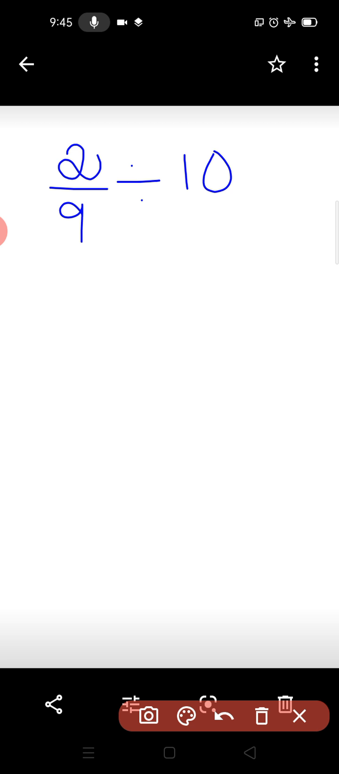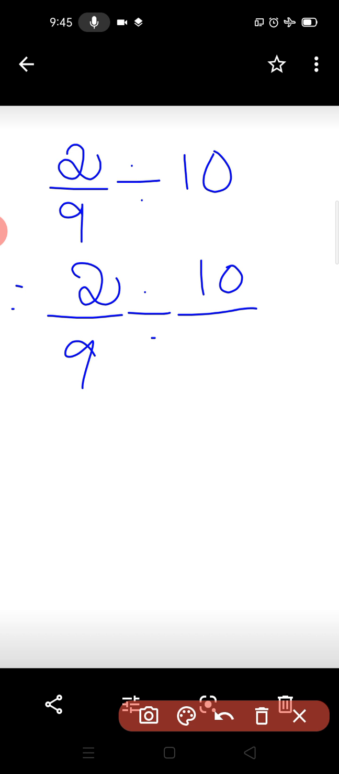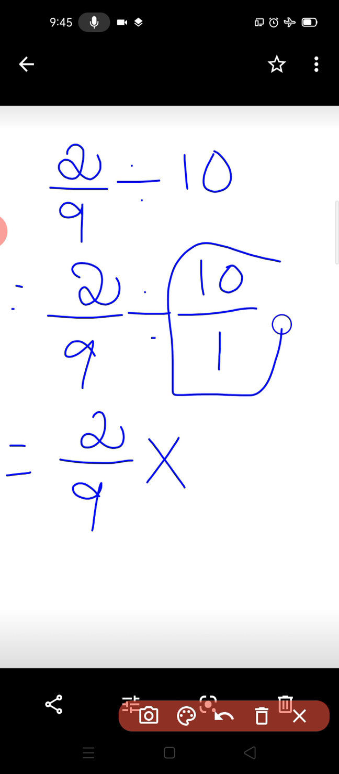Now what do we have to do? Write 2 by 9 as it is in the first step. Division symbol also as it is. Then 10 becomes 10 by 1. The whole number becomes a fraction by writing 1 in its denominator. In the next step, you have to take the first fraction as it is. The division symbol becomes multiplication and take the reciprocal of the second fraction, 10 by 1, as 1 by 10.